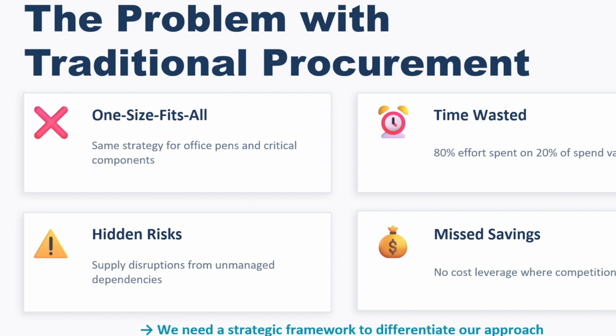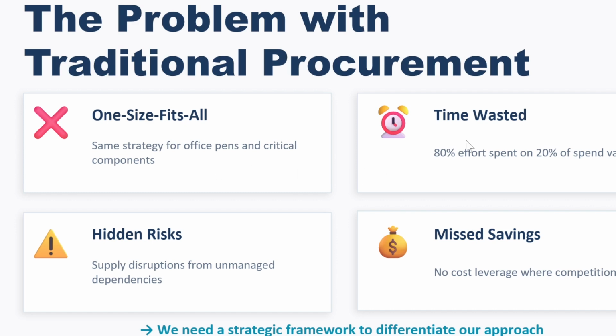So what is the problem with traditional procurement? The first one is one size fits all. If you are not classifying your spend categories, you are going to take the same strategy across all kinds of suppliers, which means the same strategy for office space and a critical component. So you are spending your energy on less critical things, which you may not require.